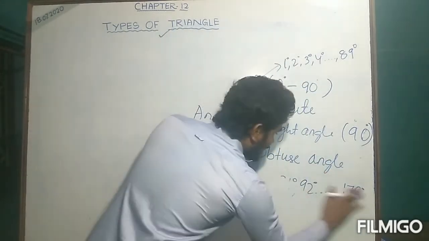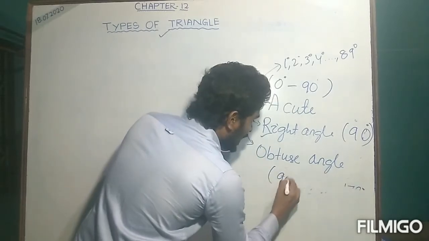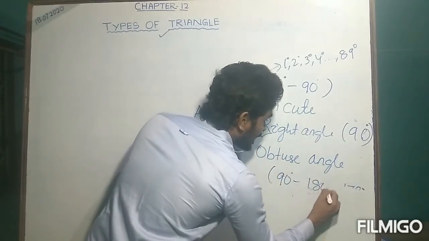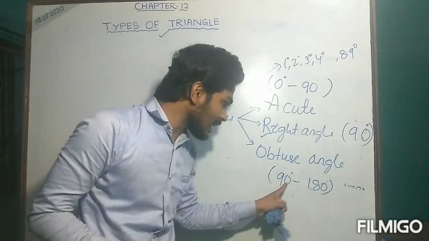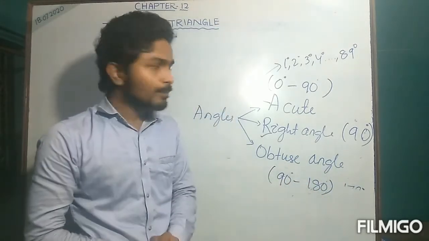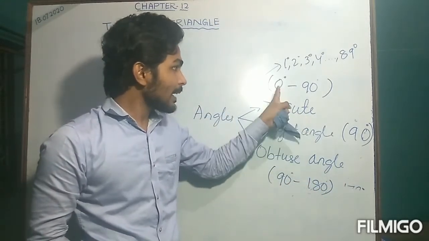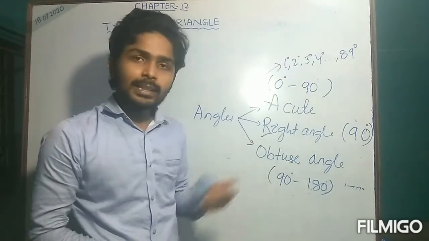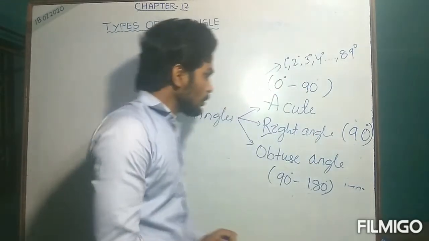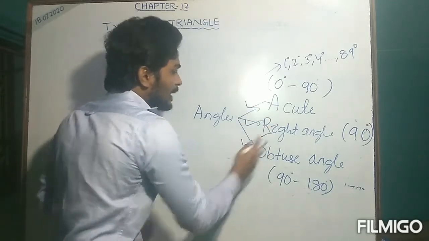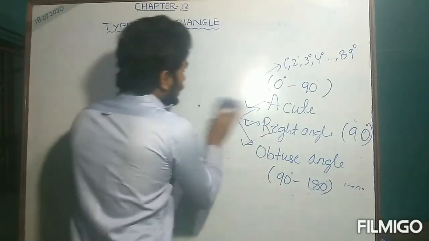I am writing this here. It lies in between 90 degrees and 180 degrees. It means the value of an obtuse angle is always greater than 90 and less than 180. The value of an acute angle is greater than 0 and less than 90. The value of a right angle is exactly 90. Clear? So these are the three basic types of angles that we will study.